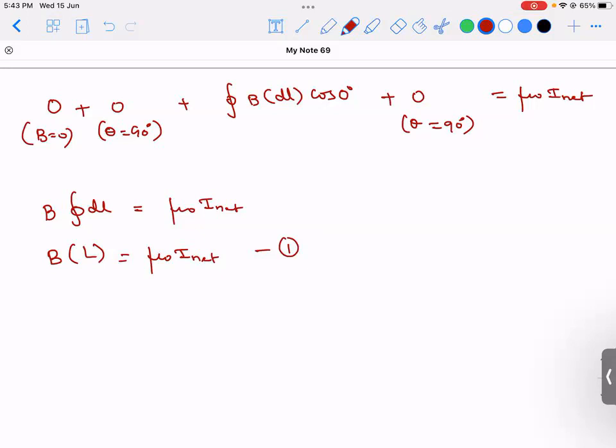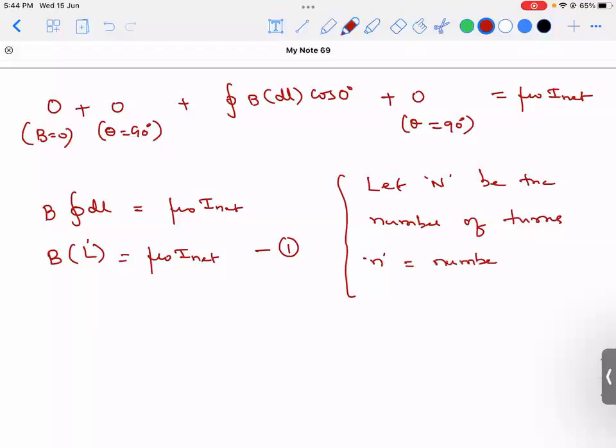Now I've been talking about I net. My job is to find what is the net current flowing through the coil which is present in that length L dash. So how do I do that? For that, observe, let capital N be the number of turns. I told you in physics, capital is always used for number and small n is used for density. And small n be the number of turns per unit length. Is that clear?